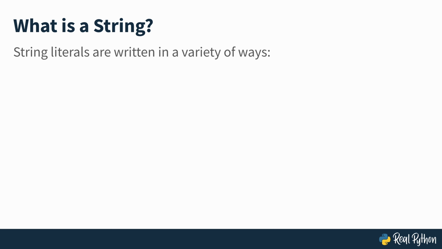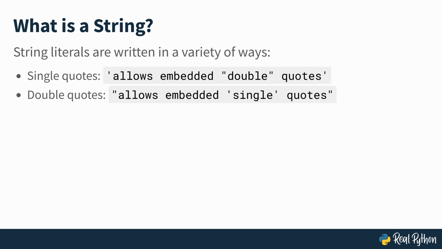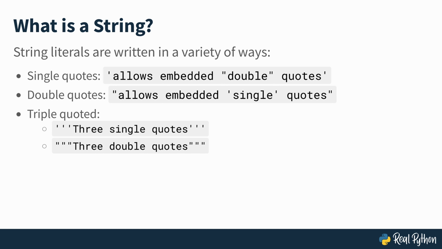String literals are written in a couple different ways. Again, you can use the single quotes, which allows you to embed double quotes within it, or you can use double quotes on the outsides at the beginning and the end, and that would allow single quotes on the inside. Triple quotes is the third way you could possibly go, and they provide some additional value you'll learn about shortly. Either 3 single quotes or 3 double quotes at the beginning and the end.